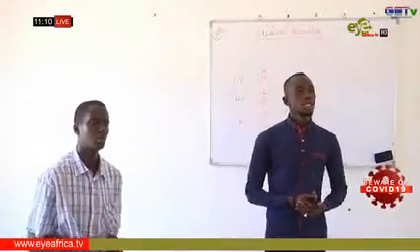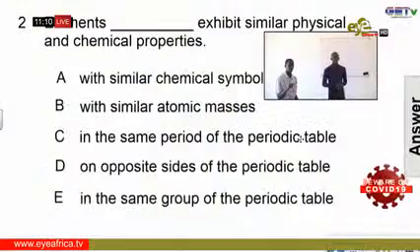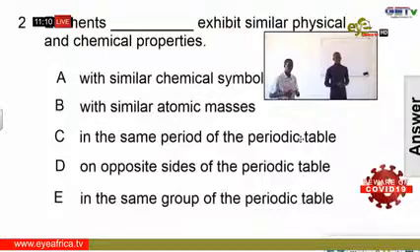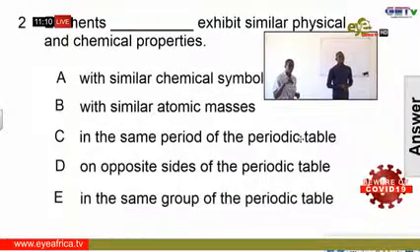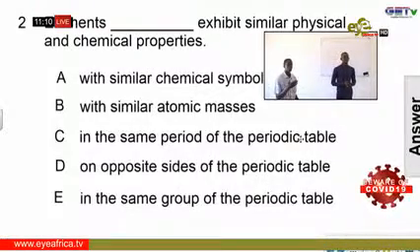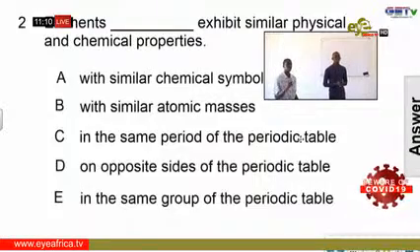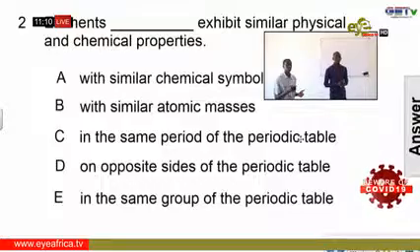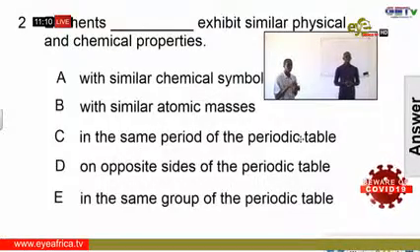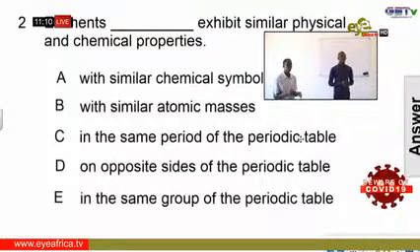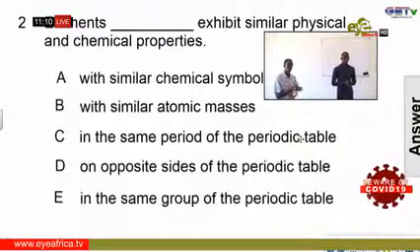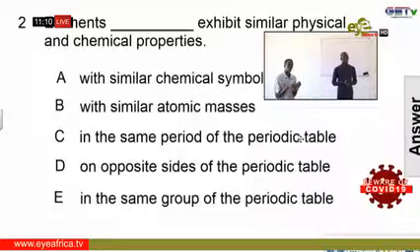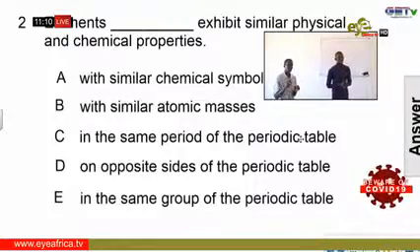Now question 2 says, elements that exhibit similar physical and chemical properties. And we have A, similar chemical symbols, B, similar atomic masses, C, in the same period of the periodic table, D, on opposite sides of the periodic table, and E, in the same group of the periodic table. And here we have the correct option as letter E.